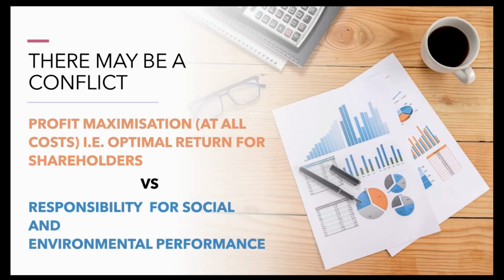Is it one of the two? Is it profit maximization at all costs, which has been happening over the last few decades? Or is it optimal return for shareholders, which is a very small group of people, versus responsibility for social and environmental performance? Now, a similar word to shareholders is what?